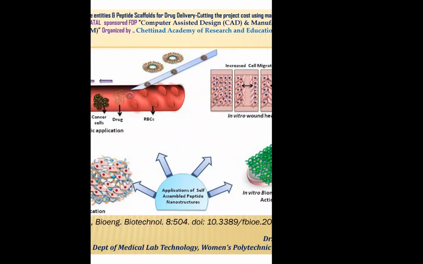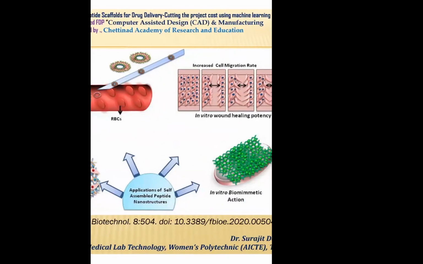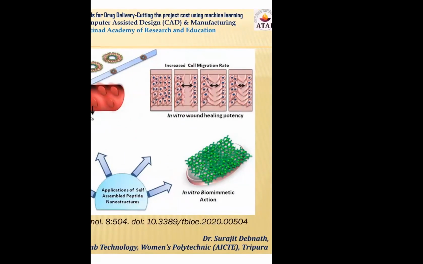Otherwise, if it is non-self scaffolding also, we can induce scaffolding at very minimal cost. I mean, it is not a big deal to induce scaffolding. So what is the use? One is in vitro biomimetic action, for example, what exactly the pancreas does. The pancreas releases a hormone so that glucose metabolism can be easy.